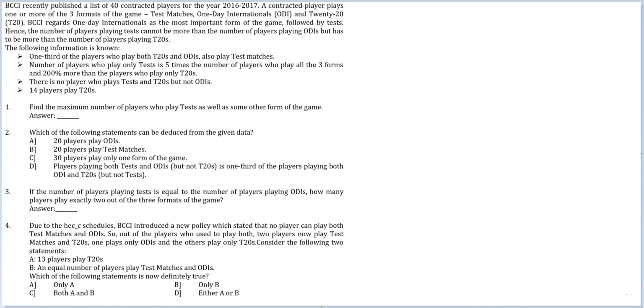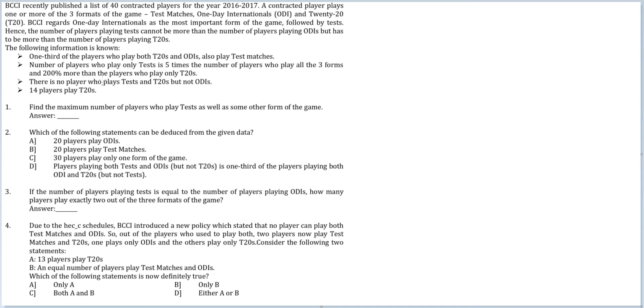Let's look at this question. BCCI recently published a list of 40 contracted players for the year 2016-17. A contracted player plays one or more of the three formats of the game: test matches, one-day internationals, and T20. BCCI regards one-day internationals as the most important form of the game, followed by tests. Hence, the number of players playing tests cannot be more than the number of players playing ODIs.